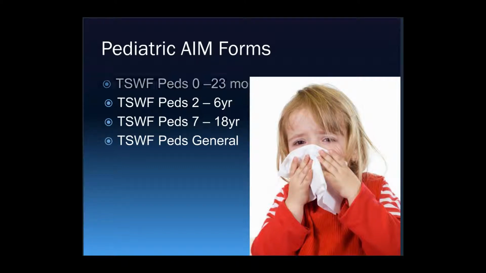So to review, the 0 to 23 month form should be used for all well and acute visits for kids in those ages. The 2 to 6 and 7 to 18 are for well child checks, and the general form is for all other routine and acute visits for kids 2 and older.